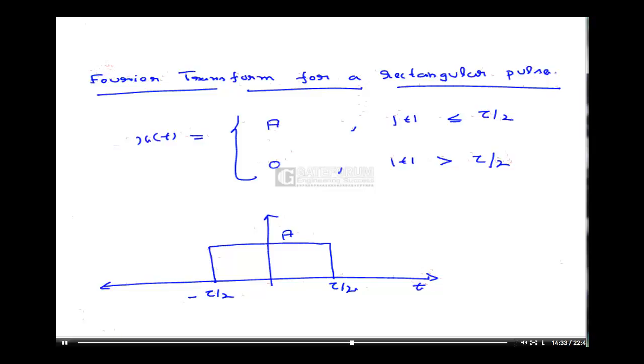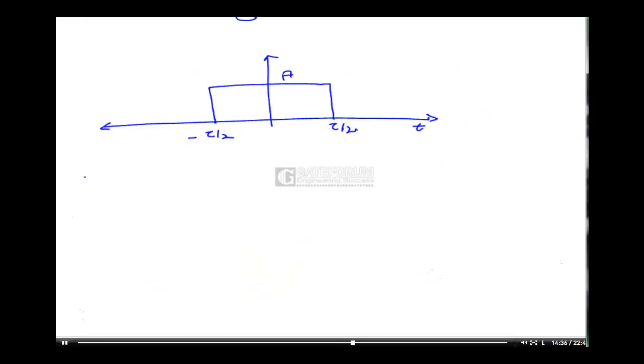So x(t) must satisfy all the Dirichlet's conditions. The first Dirichlet condition is a finite number of finite discontinuities. So there are only two discontinuities and these two are finite. First condition is satisfied.